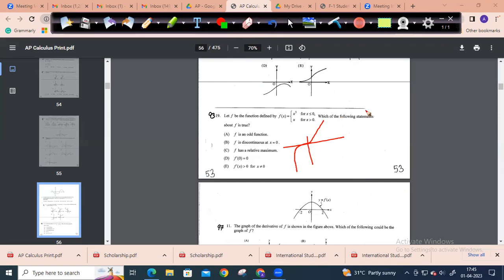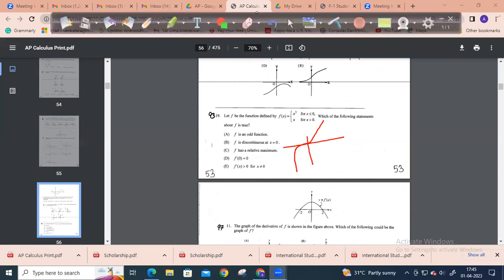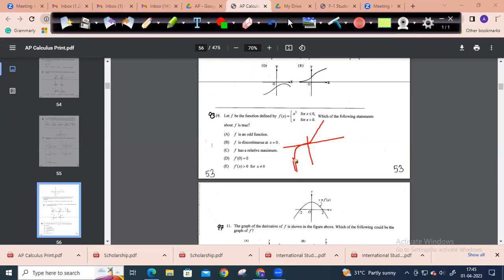Which of the following about f is true? One thing I can say by looking at the options here, without much confusion, is that the function is always increasing. The function is always increasing.